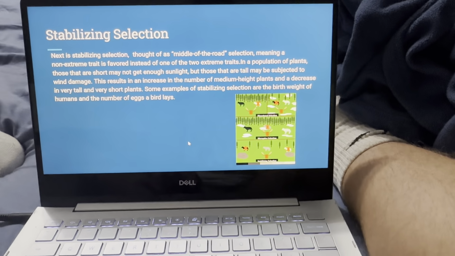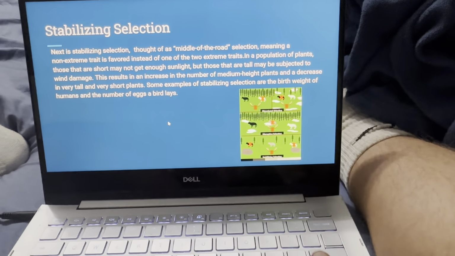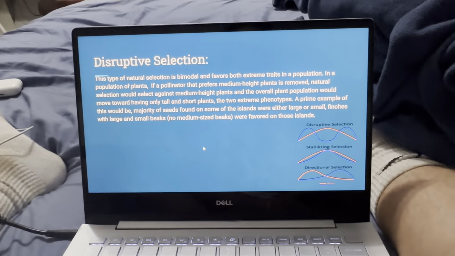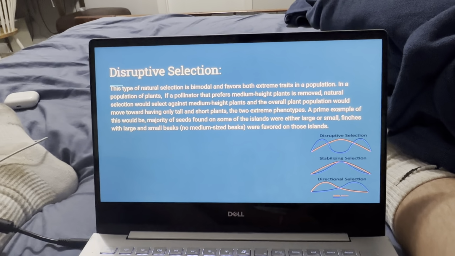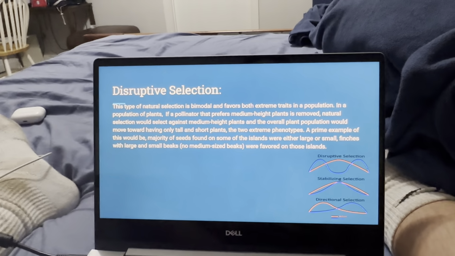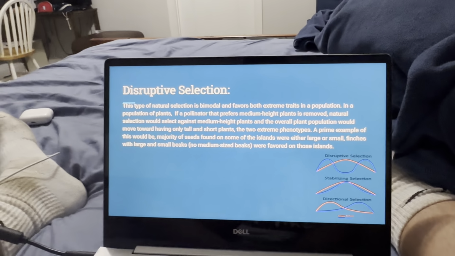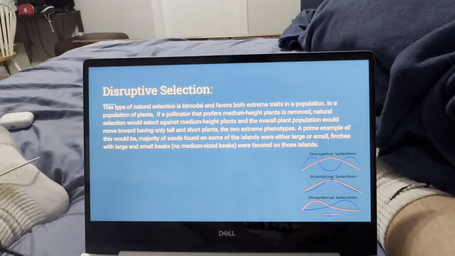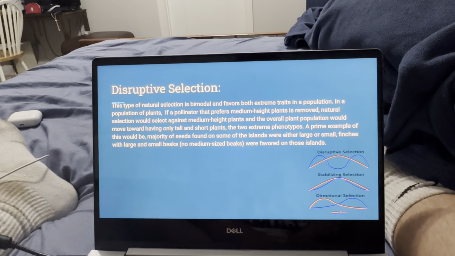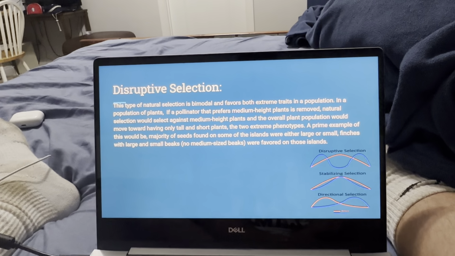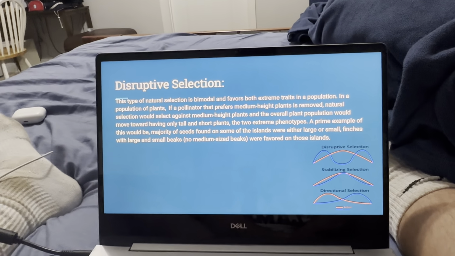Okay, and let's continue, and we'll come back to this picture and look at it more in just a second. Disruptive selection. This type of natural selection is bimodal and favors both extreme traits in a population. In a population of plants, if a pollinator that prefers medium height plants is removed, natural selection would act against medium height plants, and the overall plant population would move towards having only tall or short plants.